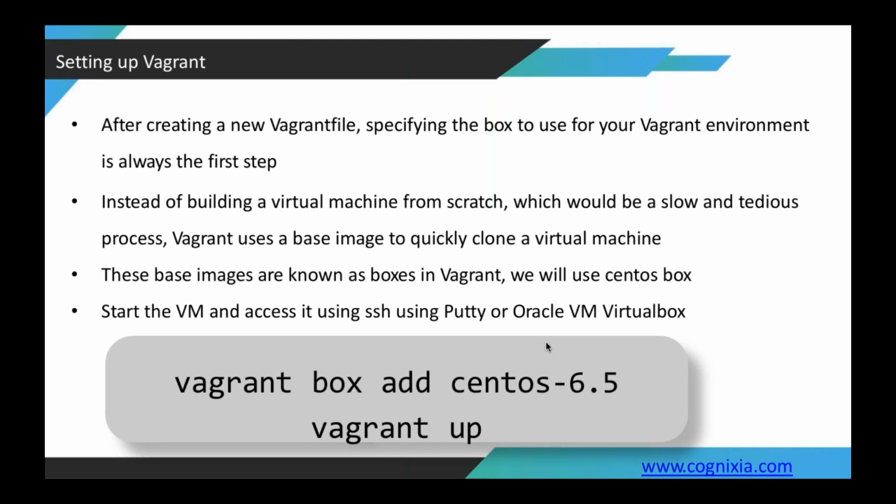What types of configuration do you specify? Like what operating system you want, and whether you want to forward any port inside the virtual machine. You also specify how much memory, how much RAM you want to allocate to your virtual machine, and how many CPUs you want to allocate. Only this information is required inside the Vagrantfile, and that's it.